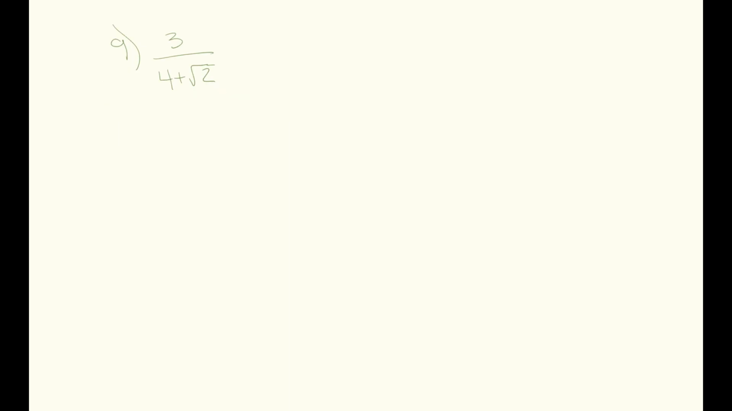Here we have another fraction with a binomial in the bottom that we have to multiply by its conjugate. So I'm going to multiply the numerator and the denominator by 4 minus the square root of 2, because that's the conjugate of 4 plus the square root of 2. So I'm going to distribute. 3 times 4 is 12. 3 times the square root of 2 is 3 times the square root of 2.